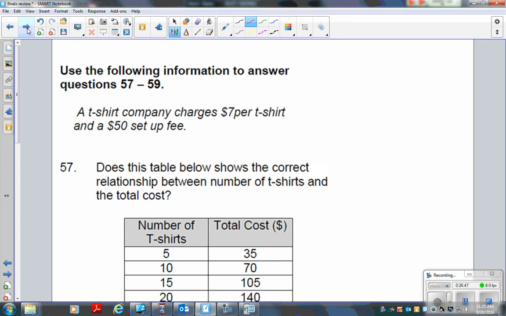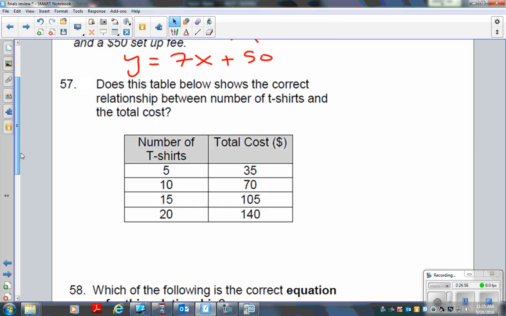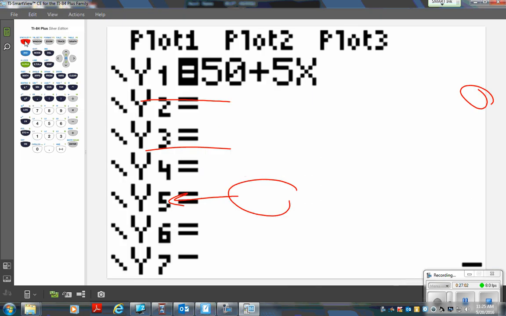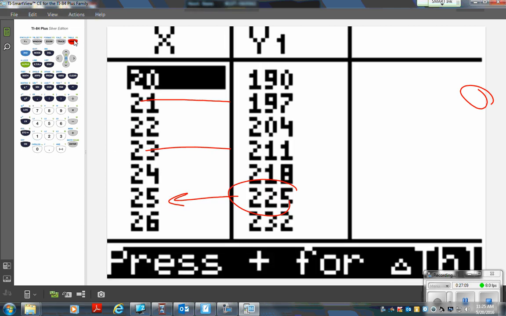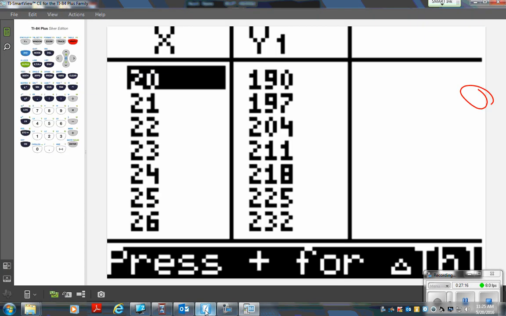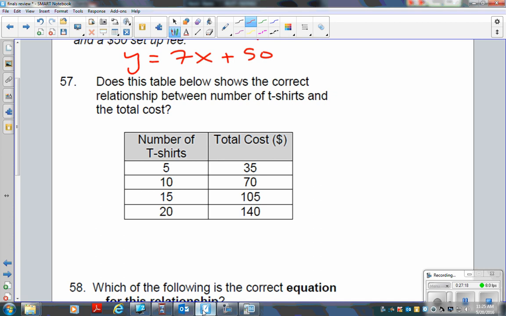All right, so we have 7 per. So this is y equals 7x plus 50. Again, once we have that, all we got to do is just plug in the calculator. Is this table the right relationship? Let's see. All we got to do is take a look at the table, and if it has the same numbers, then it is. If it doesn't have the same numbers, then it's not. This table starts off at 5, 10, 15, and 20. 20 has 190. It's not.